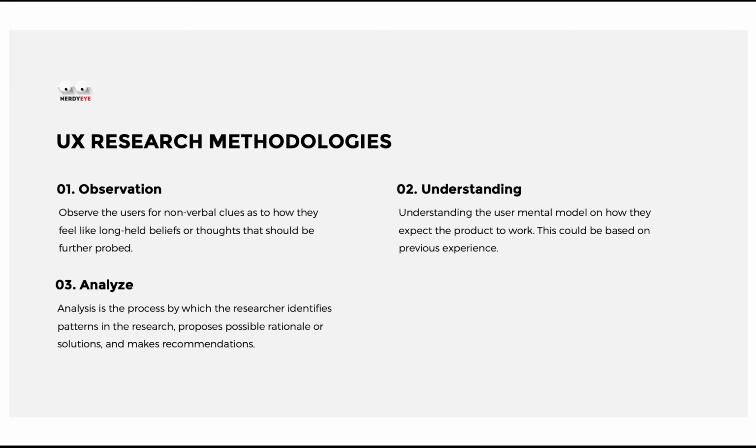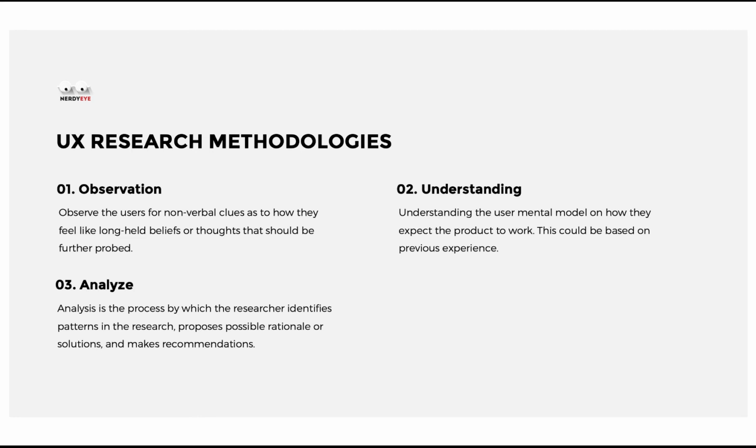So once you have done that, the next thing you want to do now is to understand your user research methodologies. We start with observation, which is you observing your user for non-verbal clues as to how they feel, like their long-held beliefs or thoughts that should be further probed. The second methodology is understanding. Understanding is you understanding your user's mental model on how they expect the product to work. This could be based on previous examples, right? And the third one is analyze.